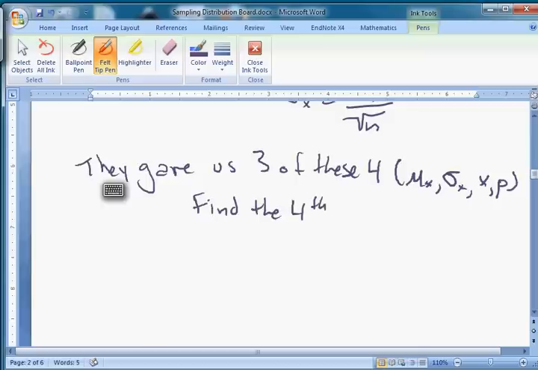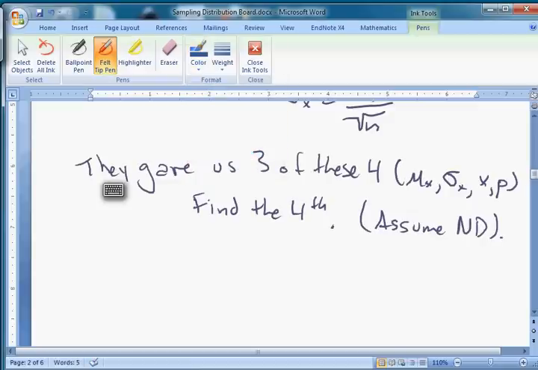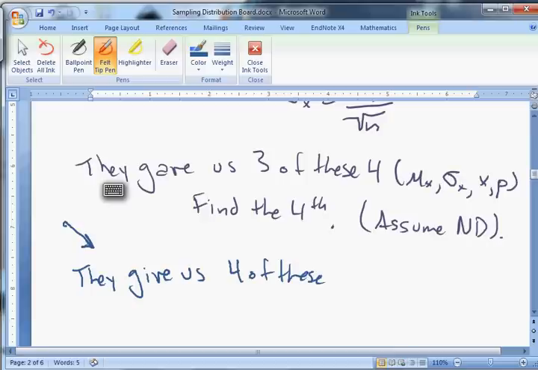Well, to make that possible, they said, assume it's normally distributed. That is not a safe assumption. So now, fortunately, we can relax it. What these new problems will look like is this. They give us 4 out of the 5, and then they ask us to find the 5th.